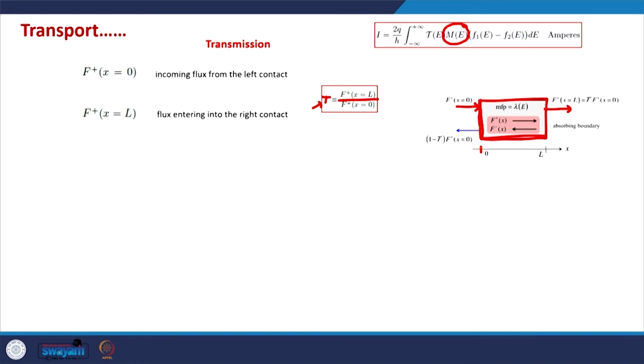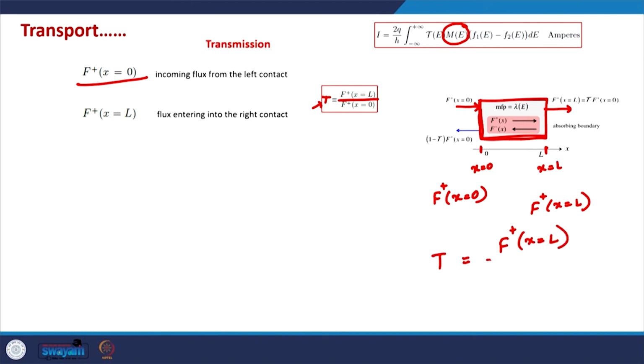The left contact is taken to be the x equal to 0 point, and the right contact is taken to be the x equal to L point. Let us say that the flux, which is the number of electrons per unit time coming in at the left contact, is F plus at x equal to 0. Plus means that the electrons are travelling in the plus x direction, and the flux received at the right contact is F plus at x equal to L. So, the transmission coefficient of the device will be defined as F plus at x equal to L divided by F plus at x equal to 0.